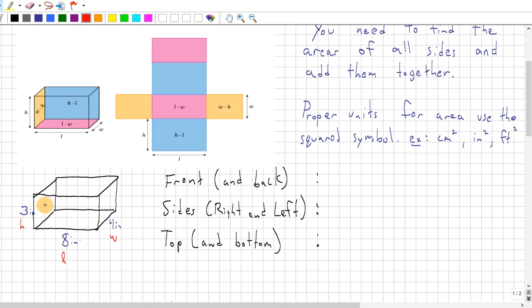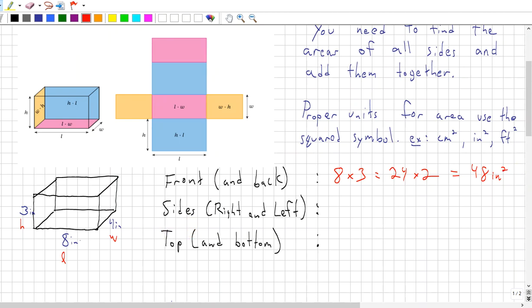So for the front, that's this face here, right? Which would actually correspond to this part right here, the blue. And that's going to be 8 times 3, which is 24. And we have to multiply by 2 because we also have the back as well. So the front and the back is going to be 48, and the units on this is inches squared.